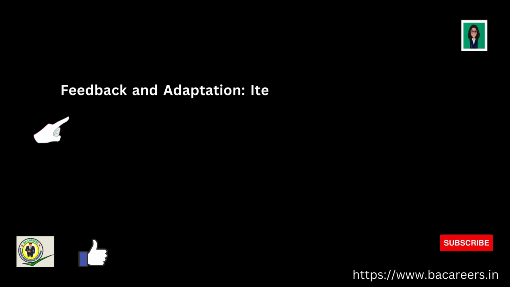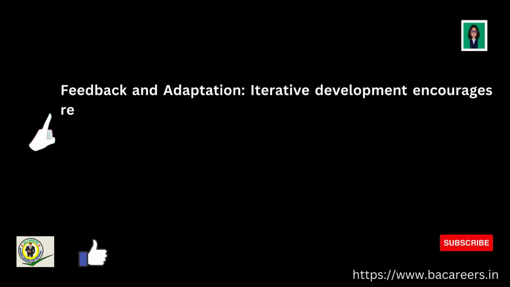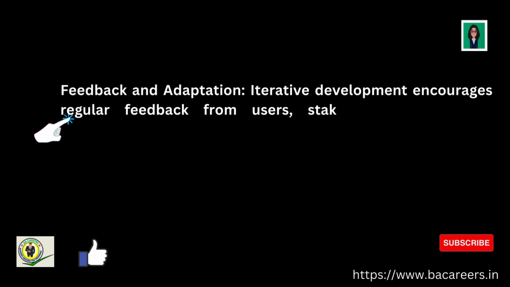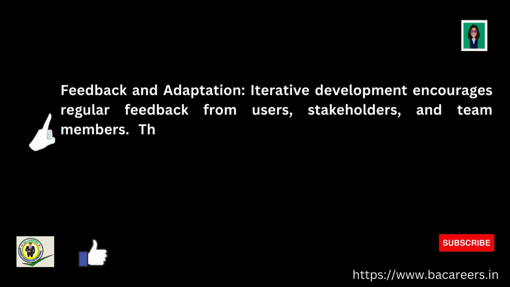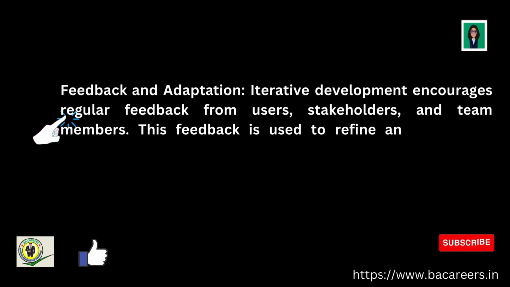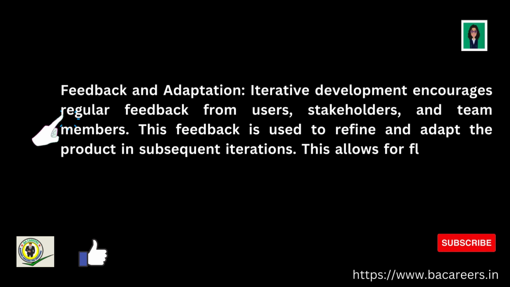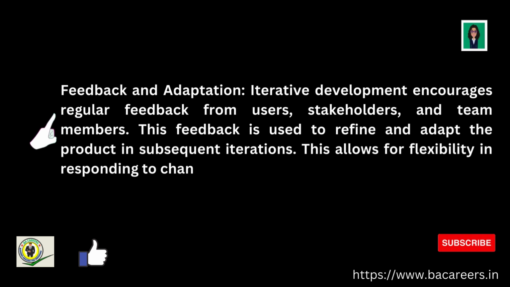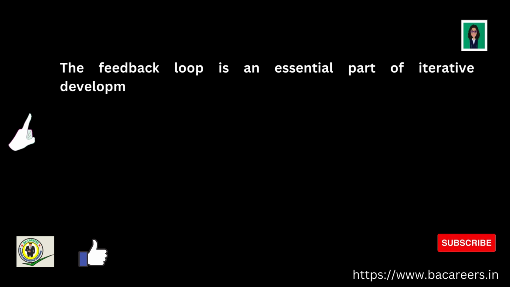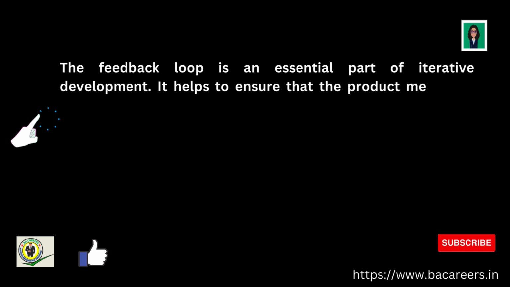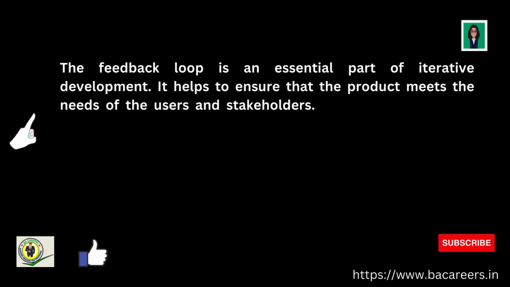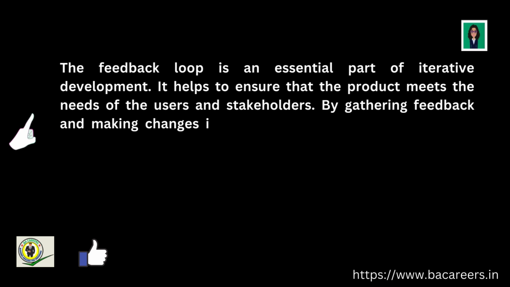Feedback and adaptation: Iterative development encourages regular feedback from users, stakeholders, and team members. This feedback is used to refine and adapt the product in subsequent iterations. This allows for flexibility in responding to changing requirements. The feedback loop is an essential part of iterative development. It helps to ensure that the product meets the needs of the users and stakeholders.